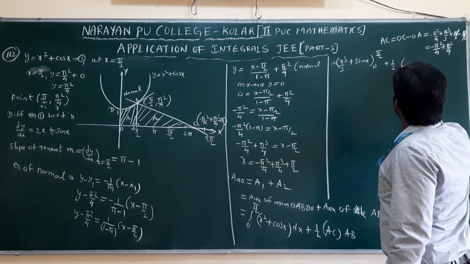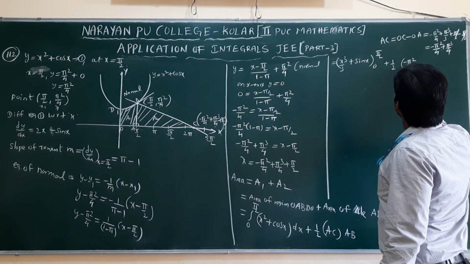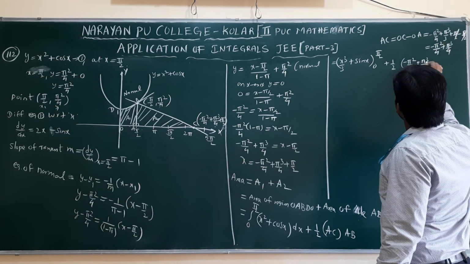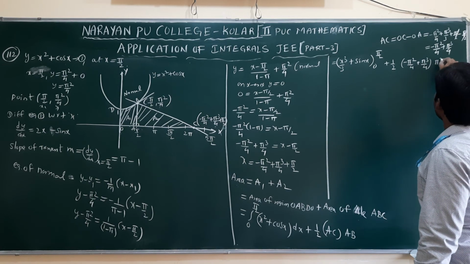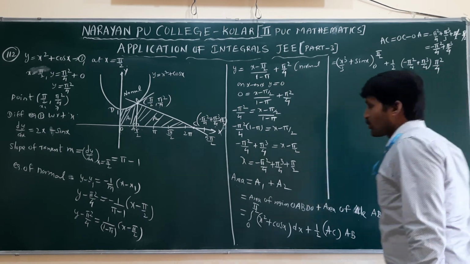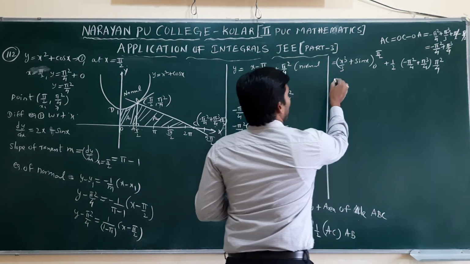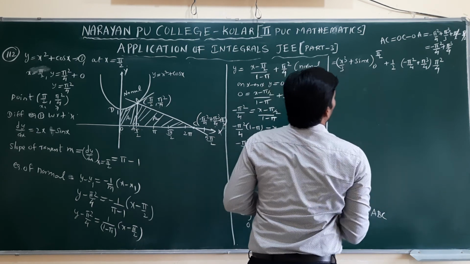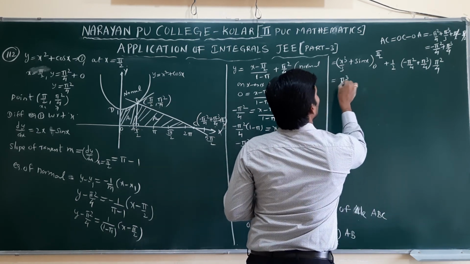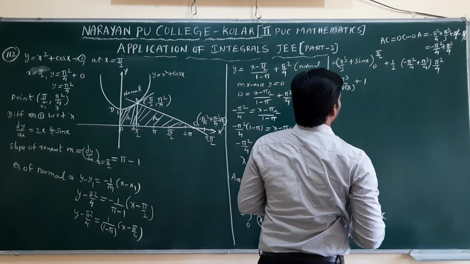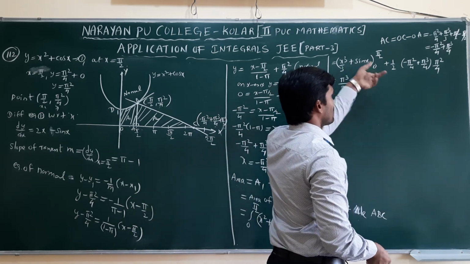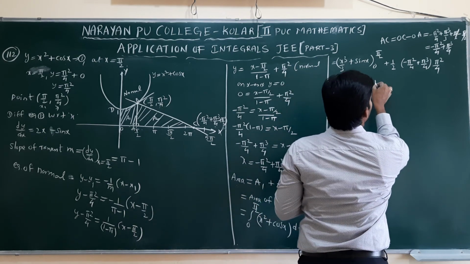Half into minus pi square by 4 plus pi cube by 4, into AB length, is the height of the triangle, that is pi square by 4. Upper limit substitute here: pi by 2 whole cube, pi cube by 2 cube, that is 8 into 3. Sin pi by 2 is 1. At 0, cube 0 and sin 0 are also 0, no need to take.